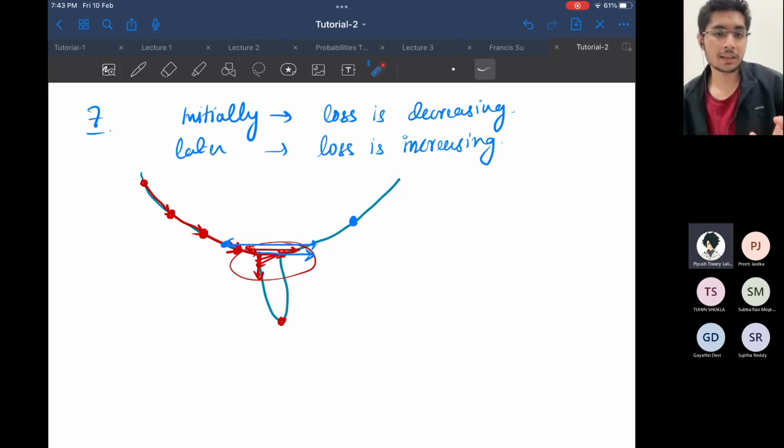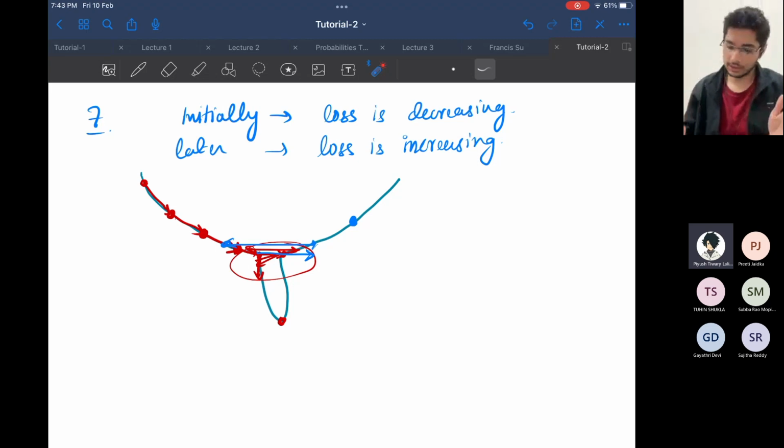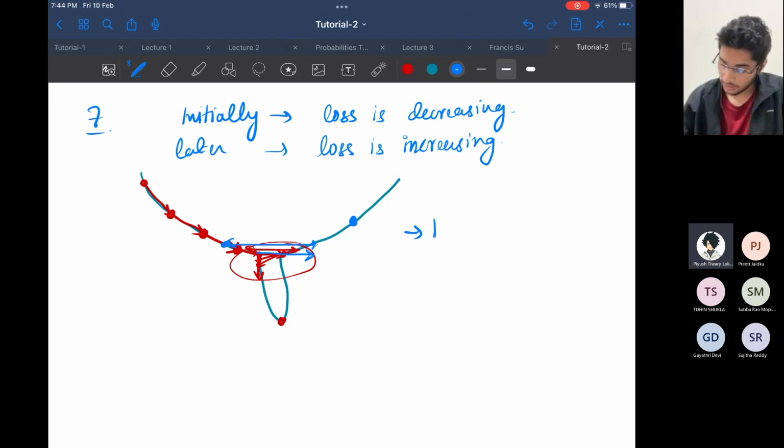So the best option that we have is decrease the value of eta. Whatever the step size is, if your step size was this big, now decrease the step size to something like this. So maybe you are able to go towards the minima now, and then you will encounter the global optima. So the correct option here is decrease the value of eta.